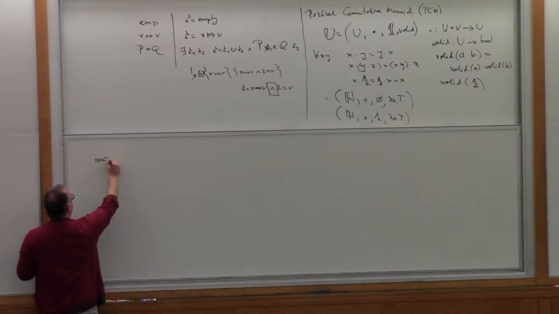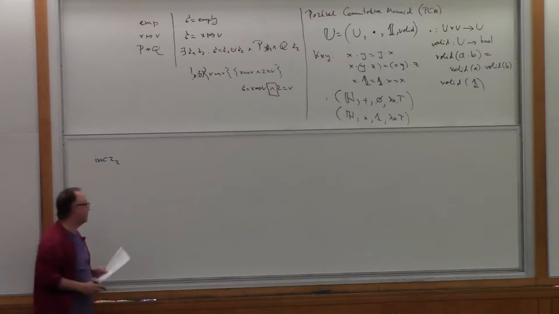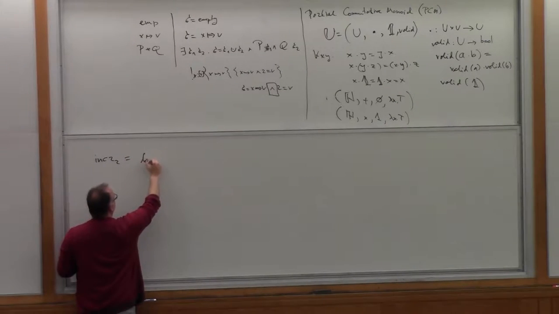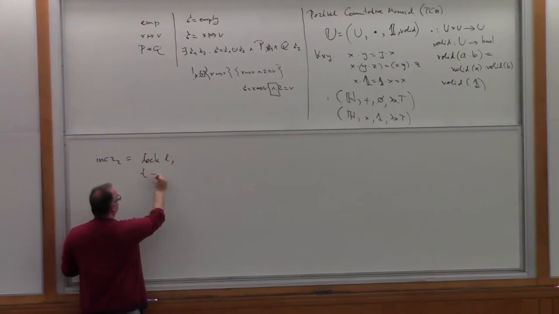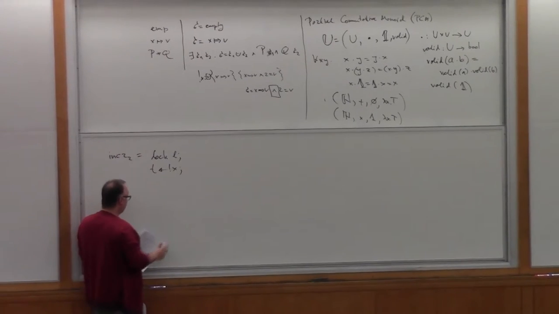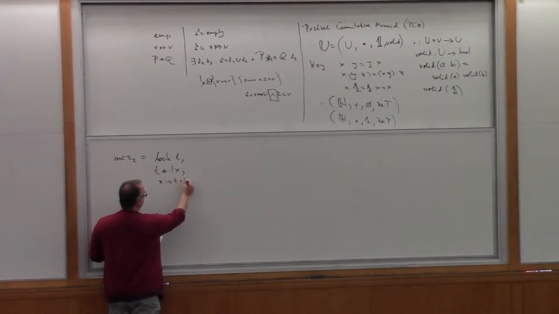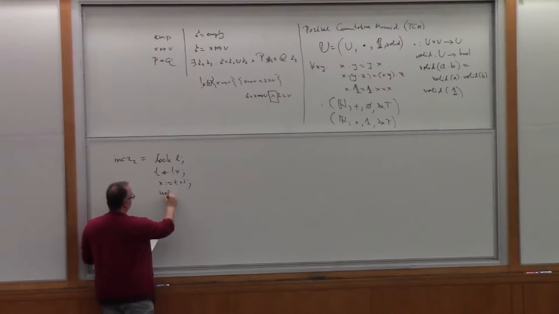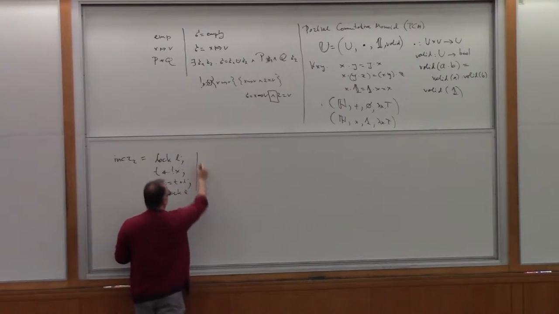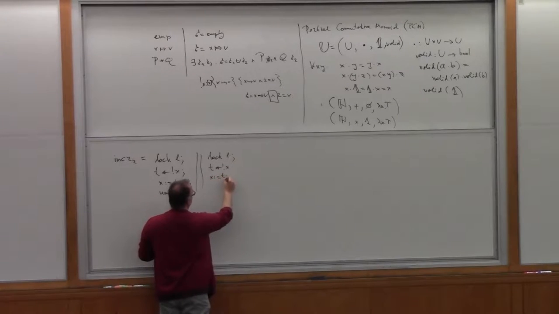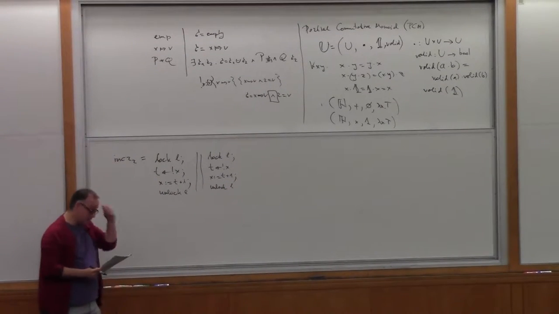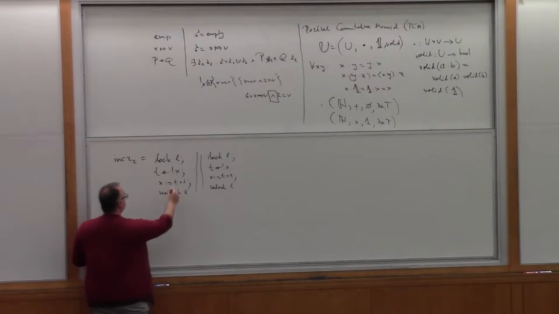So let's look at this program. It's very simple. It increments a shared variable x twice in parallel. So we write it like this. First, we grab a lock, which protects our shared variable x. Then we read what's in x. Then we write t plus 1 into x, and then we unlock. And we want to run that in parallel with the same thing. So lock L protects the shared variable x.